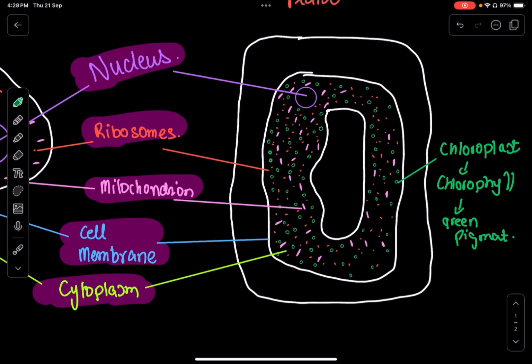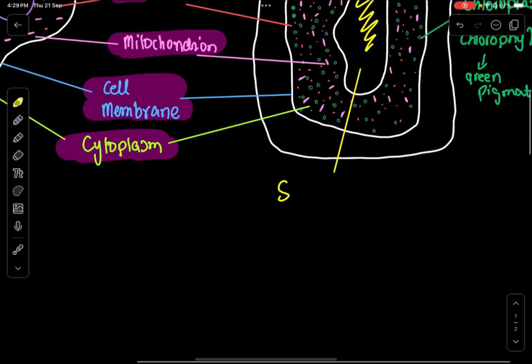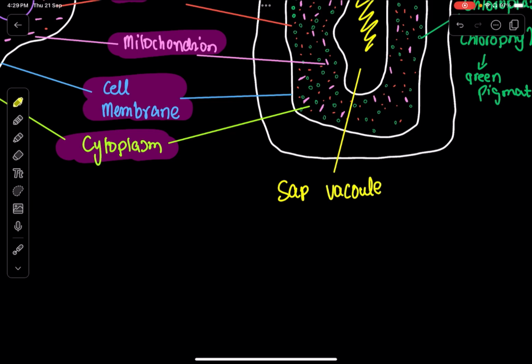And then see right here, this thing right here. This is the sap vacuole. We'll discuss sap vacuole in much more detail coming on. Alright, no worries.